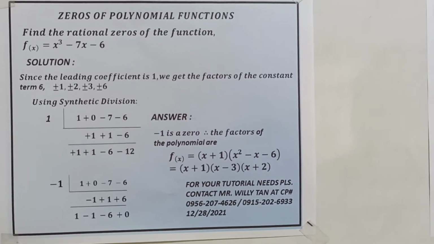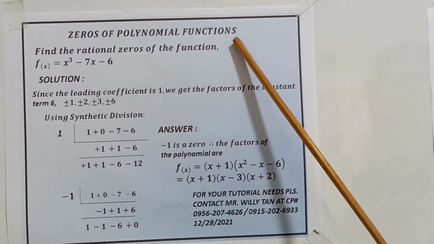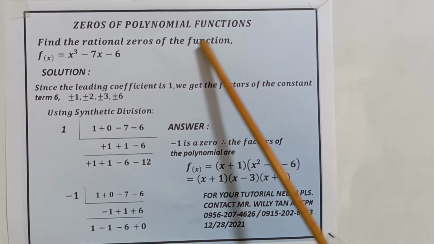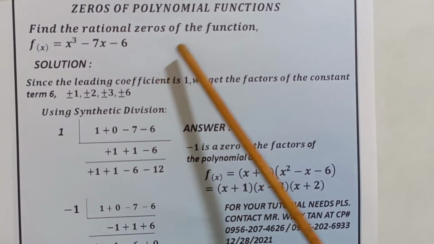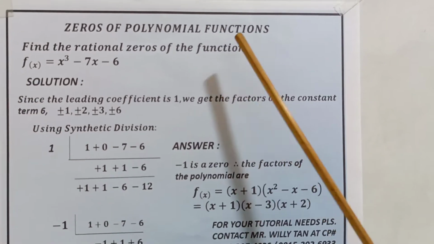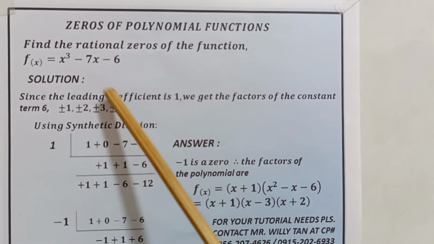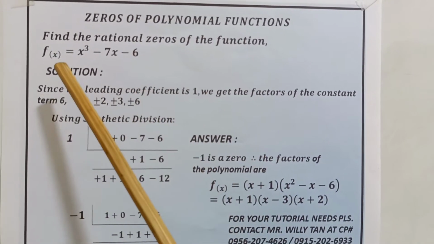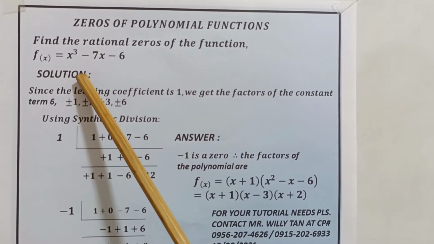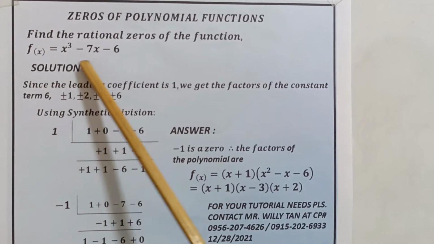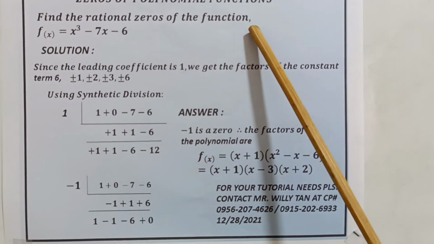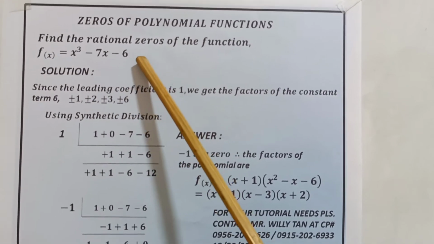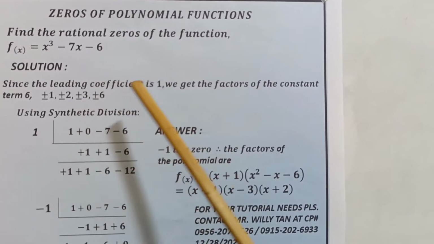Today's topic is about zeros of polynomial functions, and we're going to discuss two problems, good for grade 11 students. For the first problem, we have: find the rational zeros of the function f of x equals x cubed minus 7x minus 6. When we are finding the zeros of a function, we're actually finding the roots of the given polynomial.